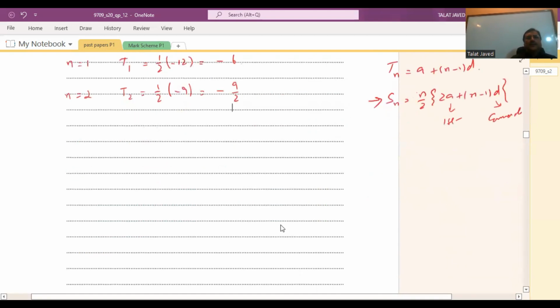So the first term a is equal to minus 6, and the common difference is the second term minus the first term: minus 9 over 2 plus 6, and this will be equal to 3 by 2.